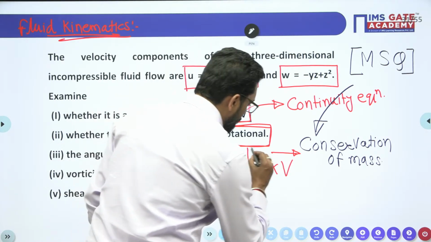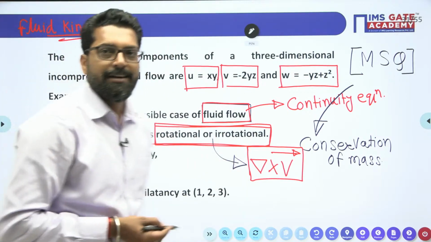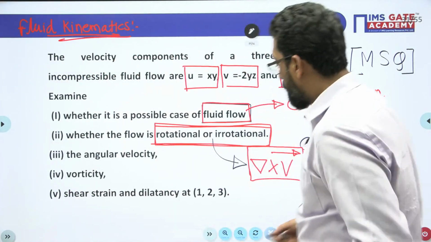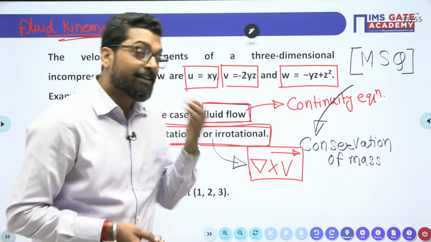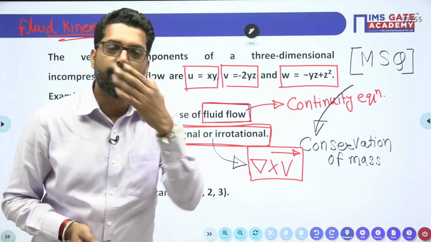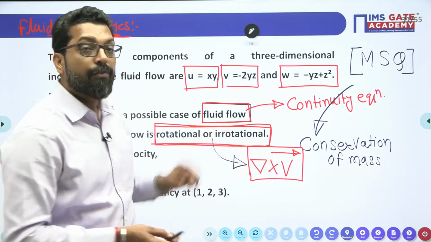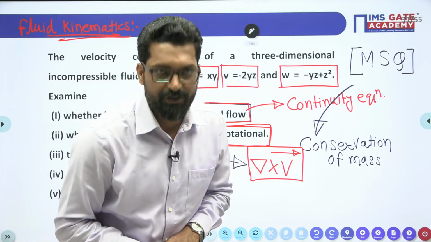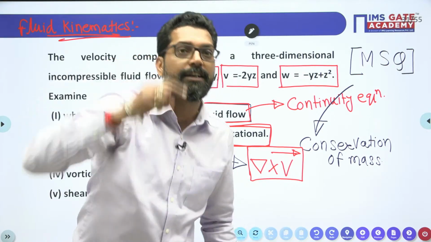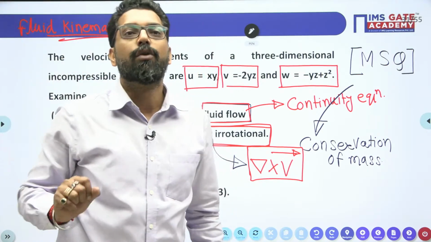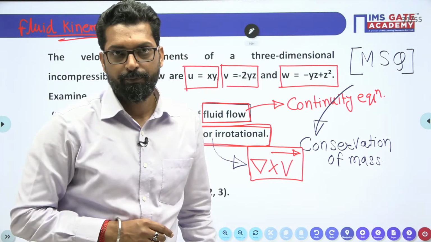Curl of a velocity vector. You check the curl of a velocity vector. If the curl of a velocity vector is 0, and what is the curl of a velocity vector? I will explain you, no problem. If the curl of a velocity vector is 0, then the flow is irrotational. That means not rotating. That means omega is 0.